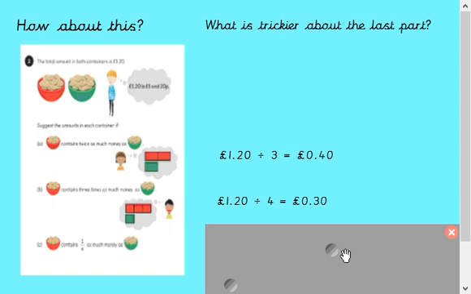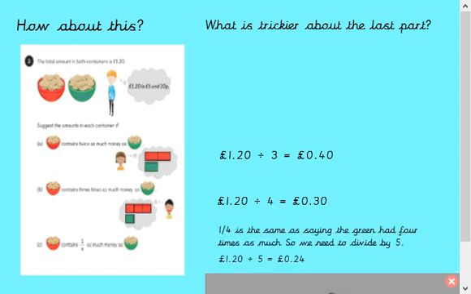Now the last question was a little trickier. It says there that in the red bowl, there's 1/4 of what's in the green bowl. In that case, it's basically saying the same thing, that there was 4 times as much in the green bowl than there is in the red bowl. So there's 1/4 of the amount. It's the same as saying there is 4 times as much in here as there is in here.